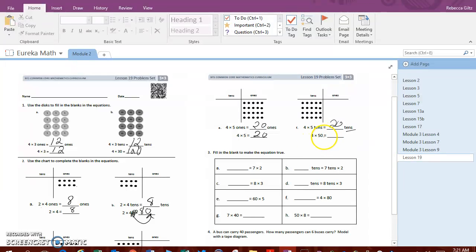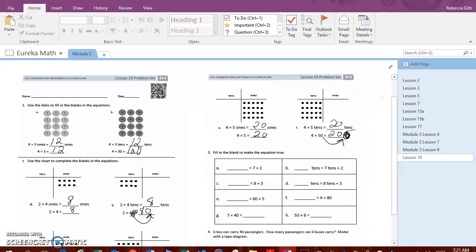So 4 times 50 is, okay, well, let's try that trick. What's 4 times 5? We said that was 20. So if we just put that 0 on the end, we get 200 as our answer. And that should be a 0, not a 6.